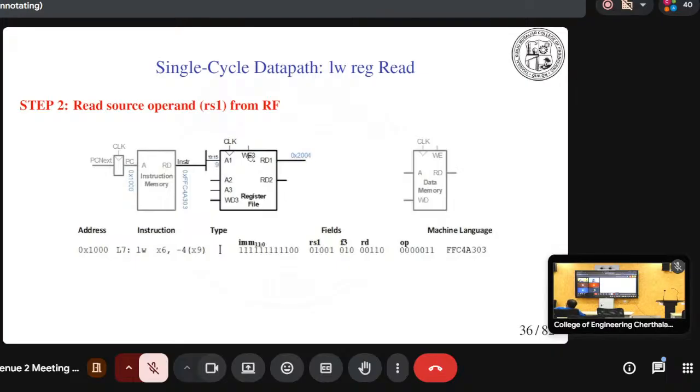So from the register file, from the corresponding register, the data is 2000.